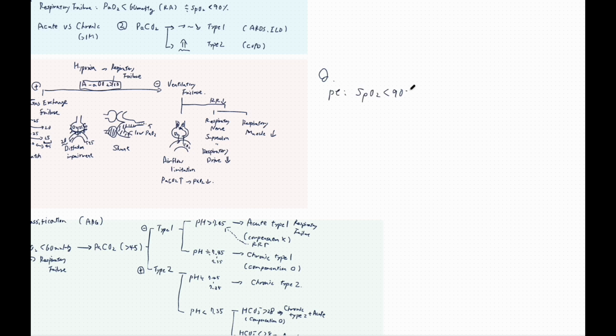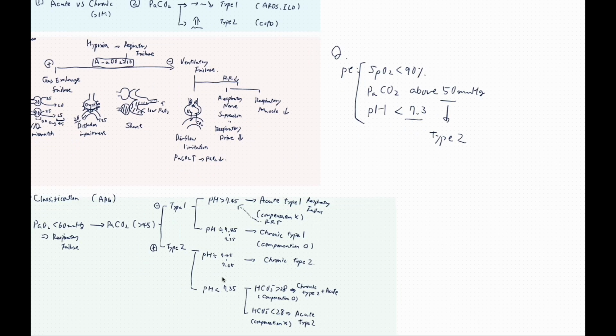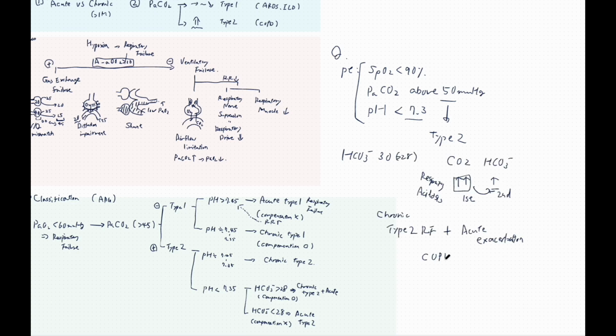The patient has SpO2 below 90%, CO2 level above 50 mm Hg, and pH below 7.3. What is happening in this patient? PaCO2 is elevated, so this is type 2 respiratory failure. pH is low, indicating acute decompensation. But let's check bicarbonate here. If bicarbonate is elevated, this suggests chronic type 2 respiratory failure with acute exacerbation, such as COPD exacerbation.